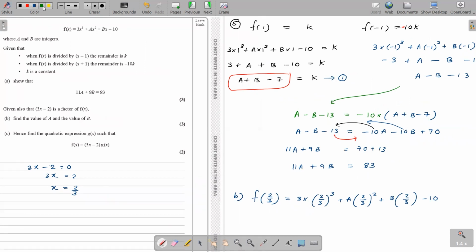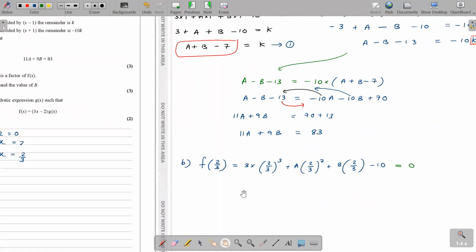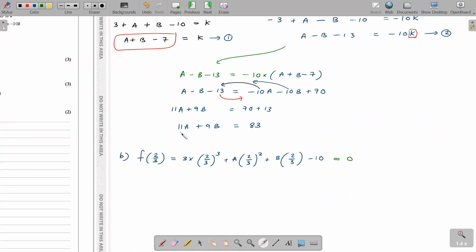So this is equal to what? This is equal to 0. Why? Because 3x minus 2 is a factor. Basically, when x equals 2/3, the remainder must be equal to 0. Solve this equation and you will get another equation with a and b. That equation you must solve simultaneously with the top equation and get the answer for a and b. Are you with me? So let's quickly do it.